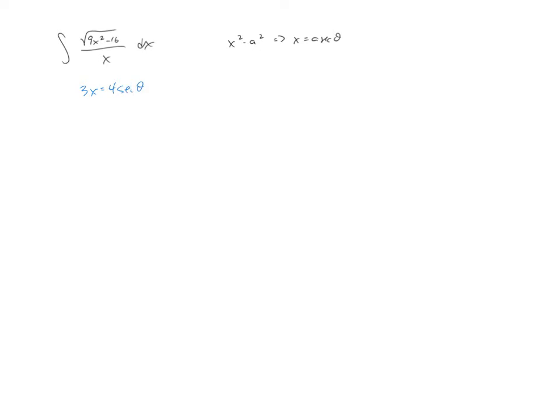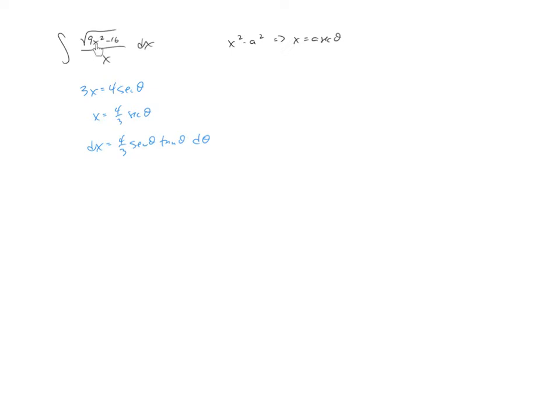Now, again, if you're not quite seeing that yet, that's okay, because once we plug it in, the algebra that we run with the trig identity should take care of the rest. Okay, so now that tells us x is going to be 4/3 secant theta, and our dx is going to be 4/3 secant theta tangent theta d theta. All right, so now remember, we're just going to go nice and slow and plug stuff in.